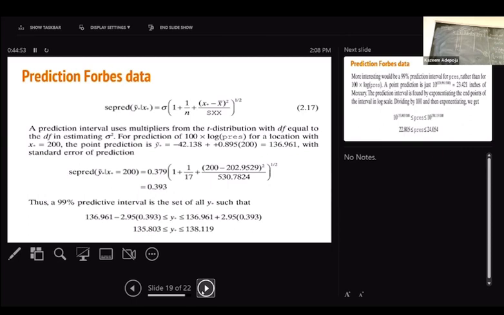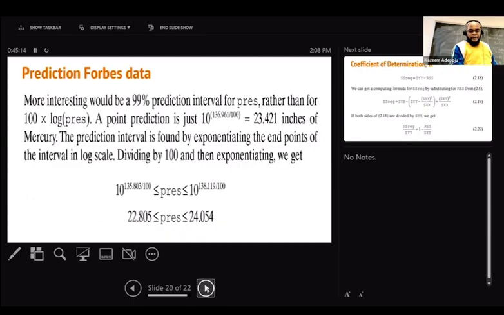Now, in the end, the moment I got my standard error, all I just need to do is multiply by the quantifier. This is this guy here. This 2.95 is the quantifier, what I got from the T distribution. And at the end of the day, look at that. That is the range, right? This is for the prediction.